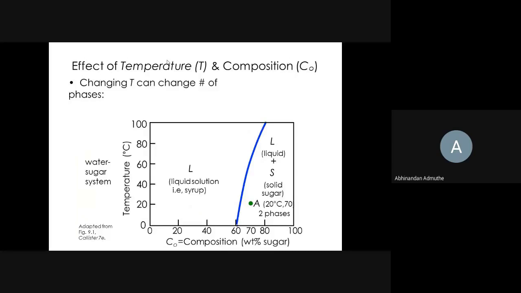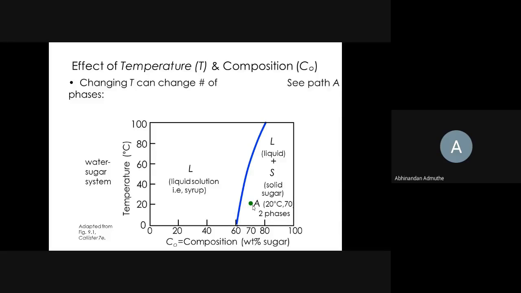Now we will see the effect of temperature and composition on this solubility limit. If you change the temperature T, the number of phases will also change. Look at point A. Point A is at 20 degrees centigrade and 70% sugar. Here we have two phases, liquid plus solid, because we are on the right side of the solubility limit line.